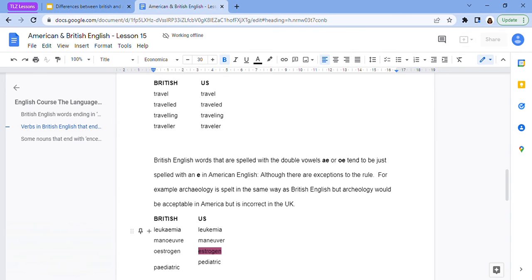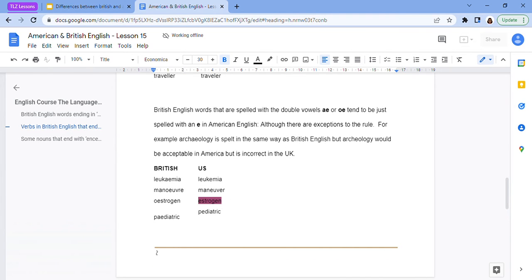Then British English words that are spelled with the double vowels A-E or O-E tend to be just spelled with an E in American English. Now, there are exceptions to this rule. For example, archaeology is spelled the same way as British people spell it, but archeology, with that spelling without the A, would be acceptable in America, but is incorrect in the UK.